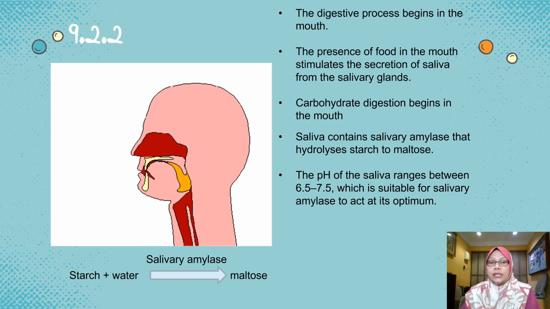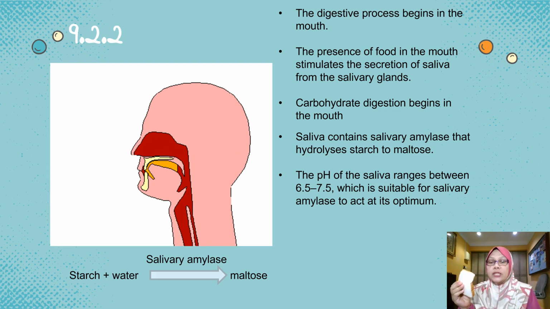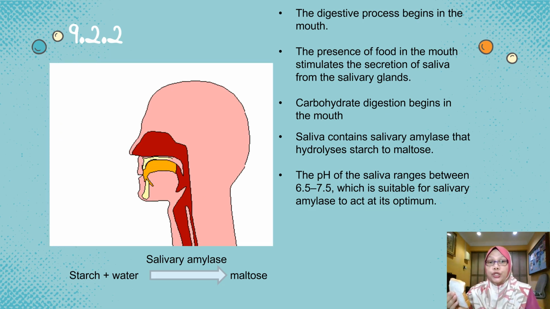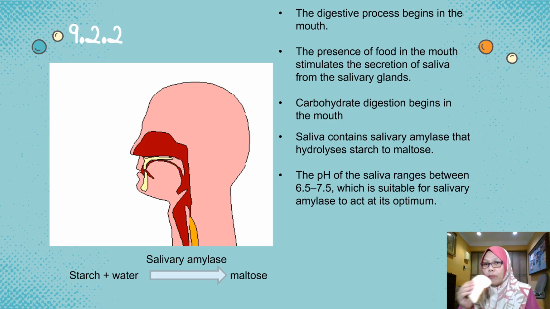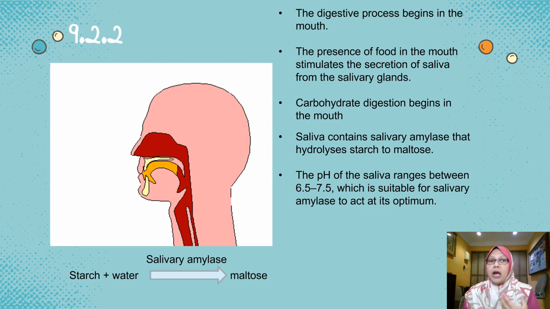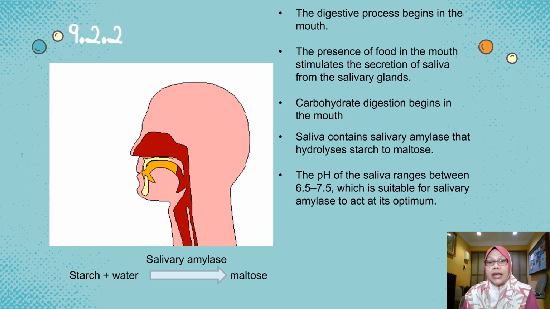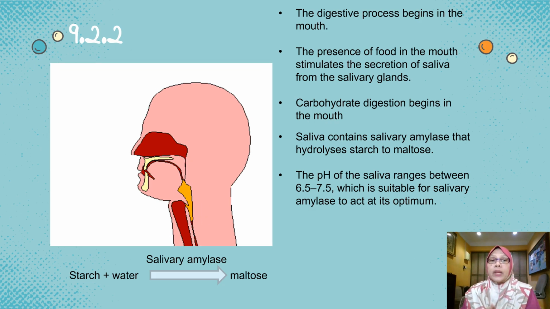Okay, now let us learn about the digestion process which begins in the mouth. For example, like I have a piece of bread here and I'm going to chew it. The presence of food in the mouth will stimulate the secretion of saliva from the salivary glands. Yes, I can feel it. Carbohydrate digestion begins in the mouth.